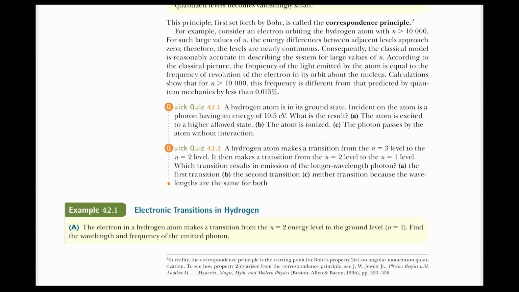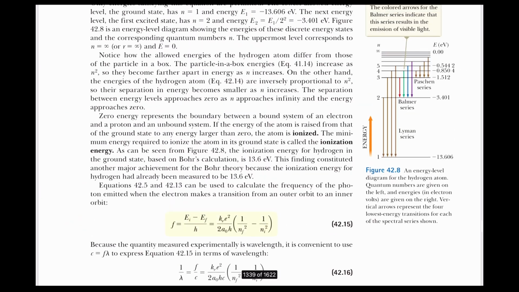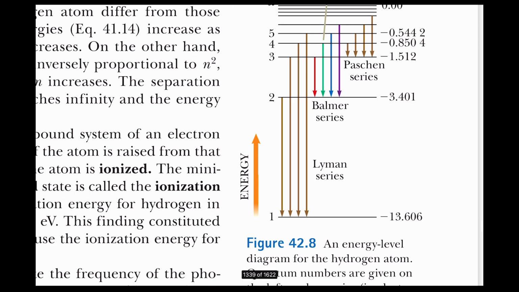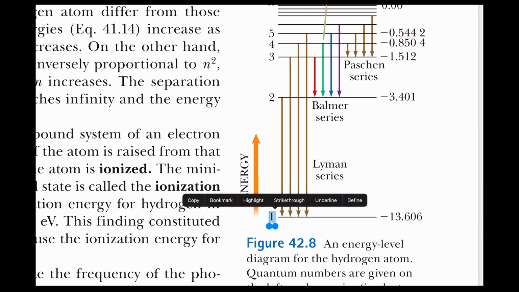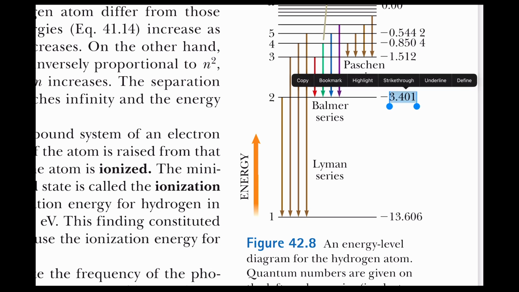So what I will say is C, the photon passes by the atom without interaction. Why am I saying this? Because 10.5 electron volts is the number given to us. And if you look over here, take a look at this number here. This is 13.6 and the units are electron volts. So the ground state, which is defined by n equals 1, is at energy negative 13.6 electron volts. Over here, we have 3.4 electron volts.